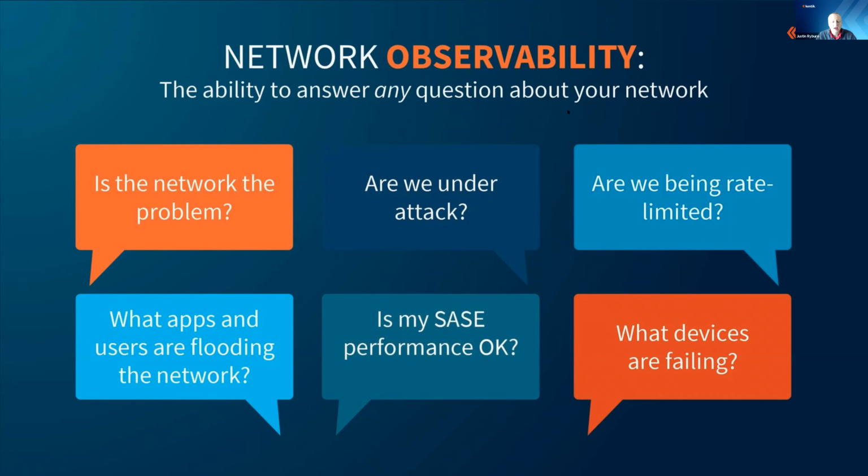Is SASE performance okay? So if I'm using one of these new distributed security platforms, what is my performance across their distributed network through their cloud security appliances? Am I getting good performance? Are my users getting good performance across those? What devices are failing? So do I have interfaces or entire devices in my network that have failed, that have gone down, or that are just starting to have errors? Maybe they haven't had a hard failure, but we're starting to see packet loss or dropped packets because we're starting to see a failure. So how do I answer these questions so that I can know what's going on with the network, so I can run the network efficiently?